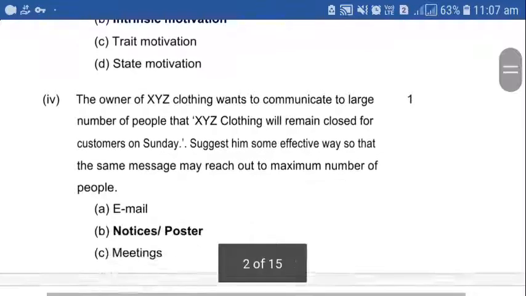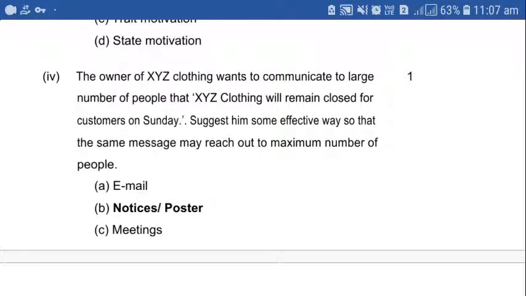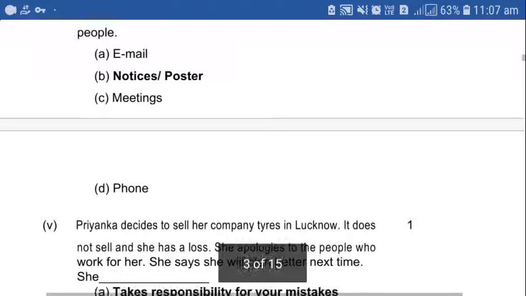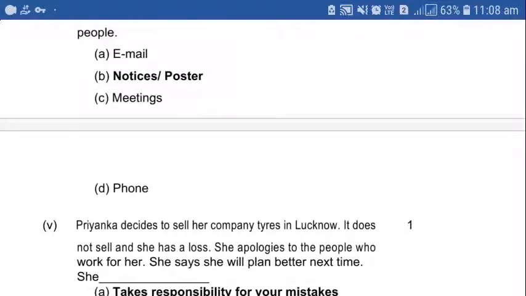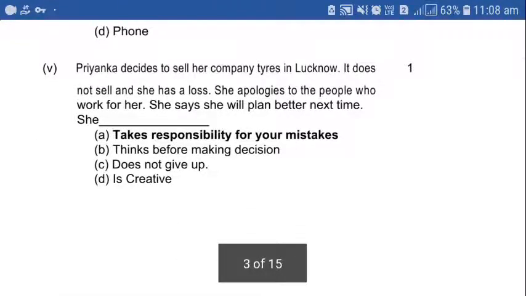Now the next one is: the owner of XYZ clothing wants to communicate to a large number of people that XYZ clothing will remain closed for customers on Sunday. Suggest an effective way so that the same message may reach the maximum number of people. Options are email, notice and poster, meeting and phone. So the right answer is B, notice and poster.